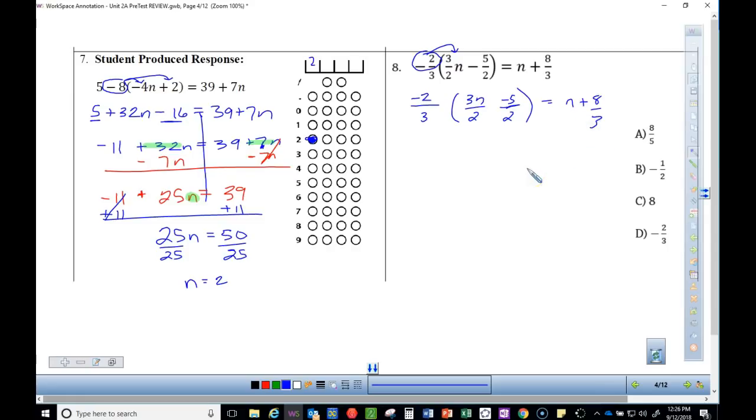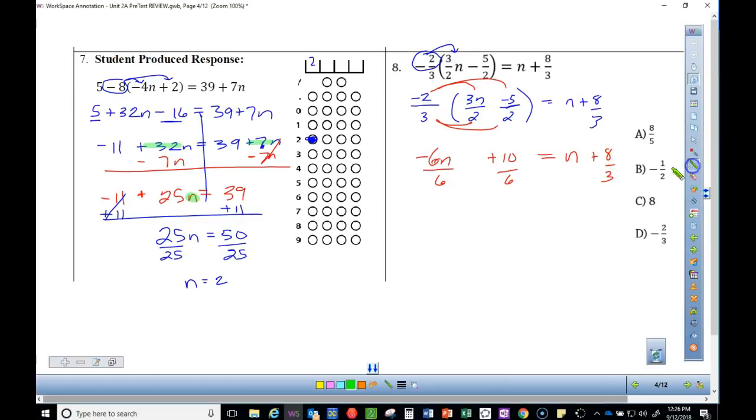Okay, so when I first distribute, I'm doing top to top, bottom to bottom as far as multiplying goes. So this top would give me negative 6n. And then negative 2 times negative 5 will give me positive 10 over 3 times 2 is 6 and 3 times 2 is 6. So that's that side. Equals n plus 8 over 3.